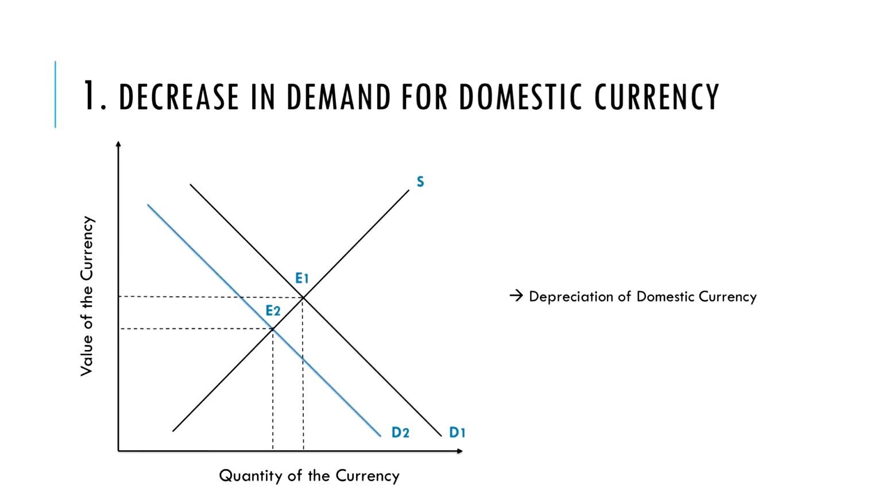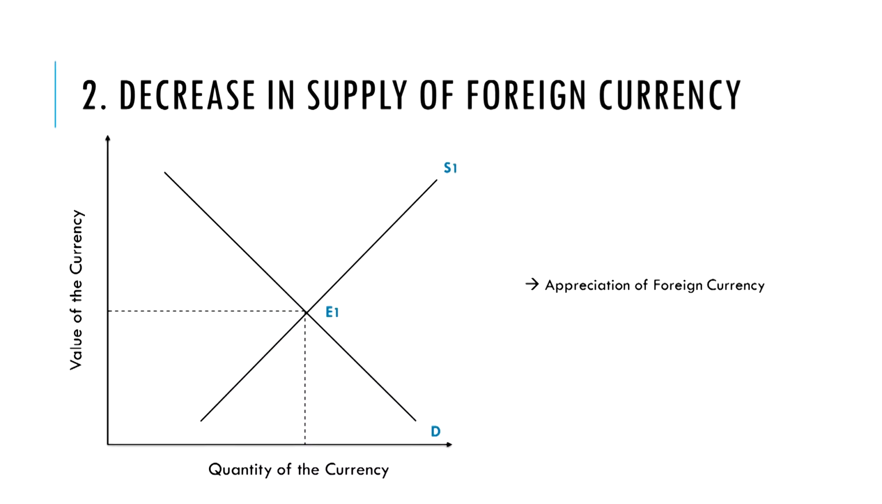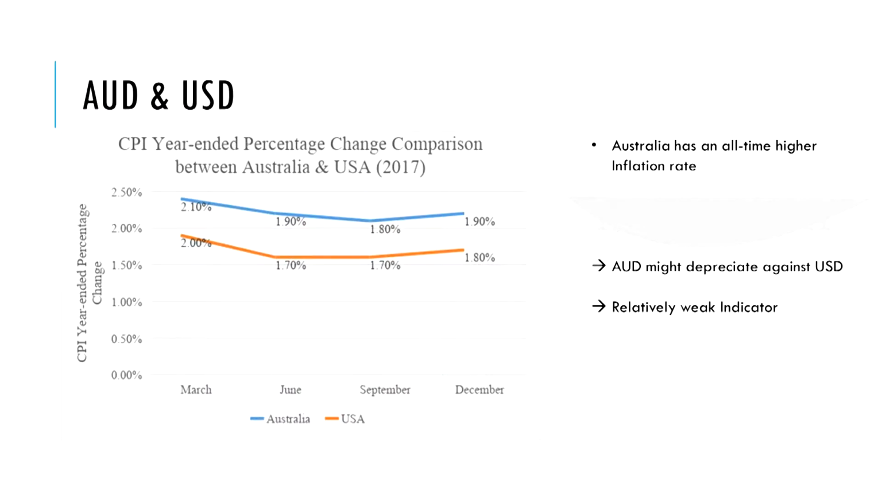This shifts the demand curve to the left and lowers the equilibrium exchange rate. Secondly, an increase in domestic prices also lures the country into buying goods and services, as well as currencies, from foreign countries. This shifts the supply curve of domestic currencies to the left and increases the equilibrium exchange rate.